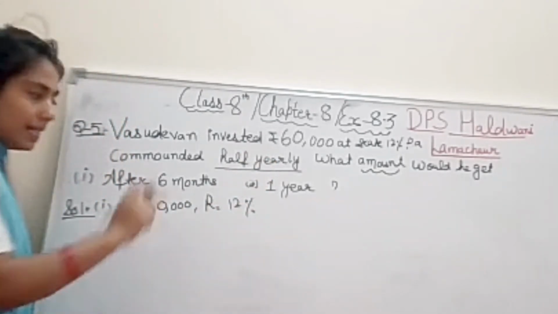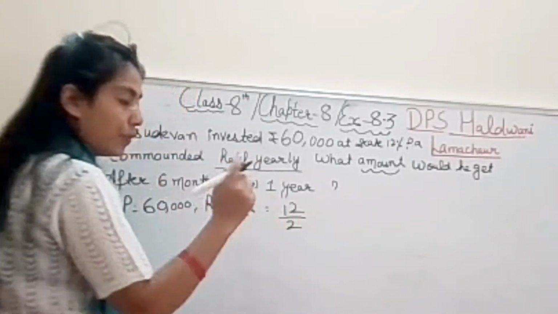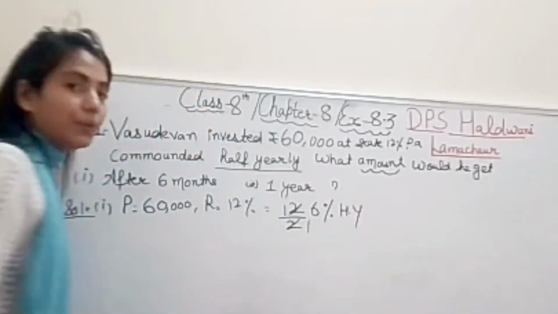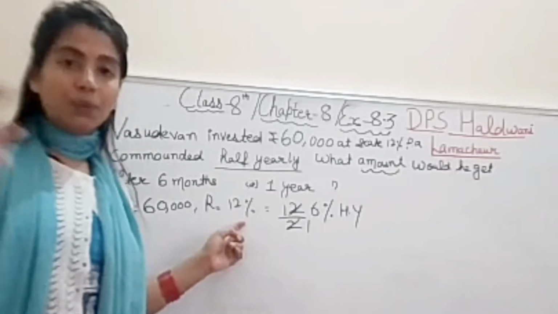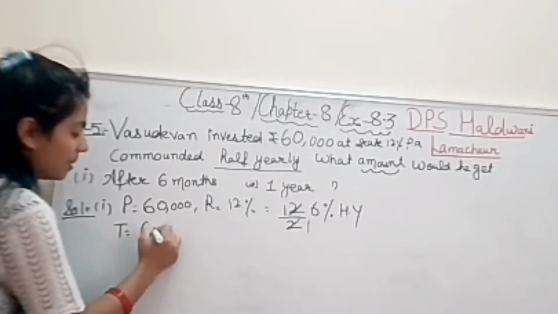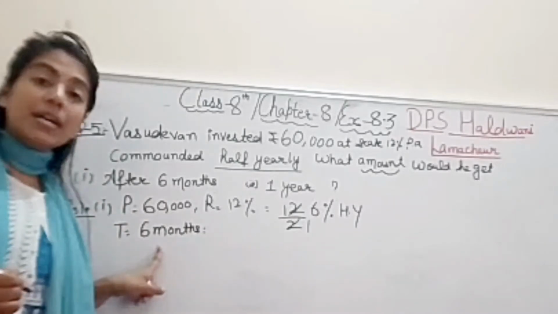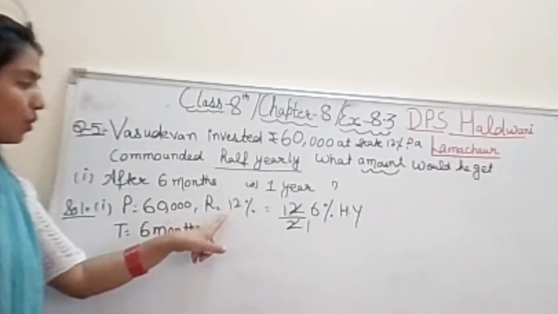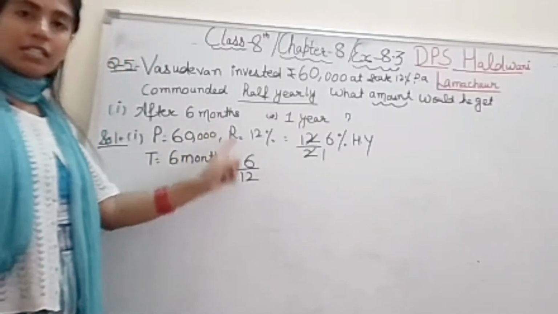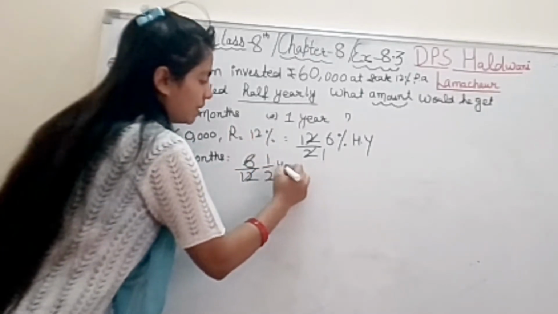Now, students, 12%, so it will be divided by 2, because 2 ones are 2, 2 sixes are 12. It means 6% half yearly, compounded half yearly. 12% was annual, right? And the time is 6 months. First part we are doing 6 months. So, first of all, months. You will convert months into years, because we always talk about half yearly, yearly. In 1 month, 1 by 12 years. So, 6 months, 6 upon 12 years. So, 6 twos are 12. It means 1 by 2.